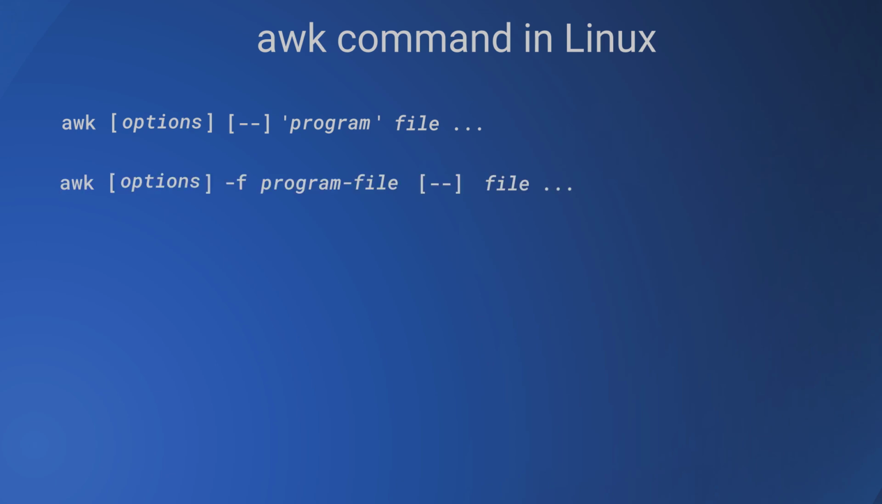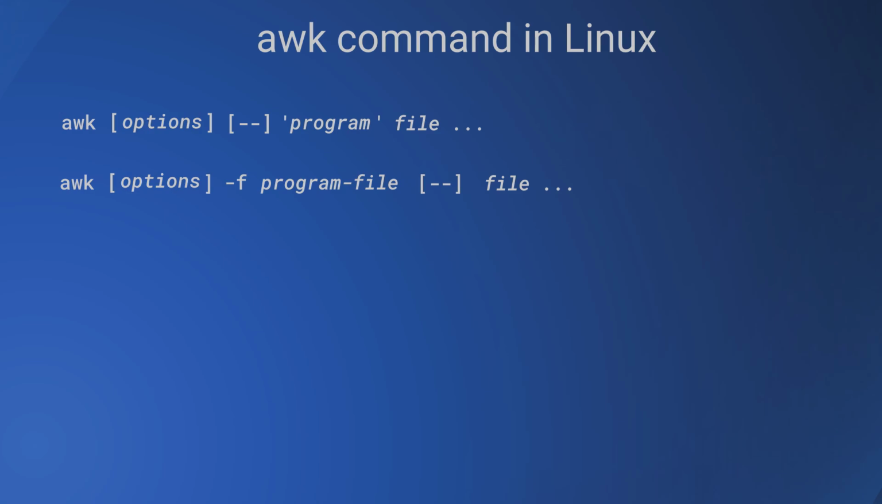The second way to invoke awk is awk (options) -f program file followed by one or more input files. As you can see, the basic difference between the two invocations is that in the first case, the program is given on the command line, whereas in the second case, the program is in a file passed with -f option. You can have -f option multiple times in an awk command.